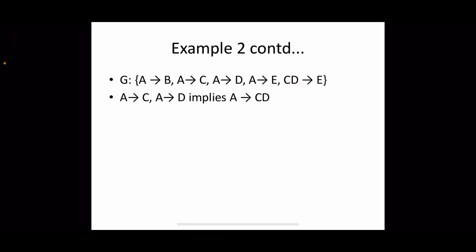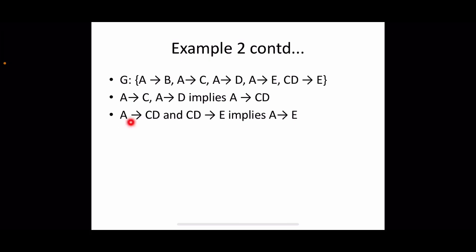Now going to step 3, we have to check whether any of these dependencies are redundant. We have to remove redundant dependencies from the set. If we take these two dependencies, A determines C and A determines D, we can apply IR5, that is the union or additive rule, right? We can combine the right hand side if the left hand side is the same. So we can say that A determines C and A determines D implies A determines CD, right?